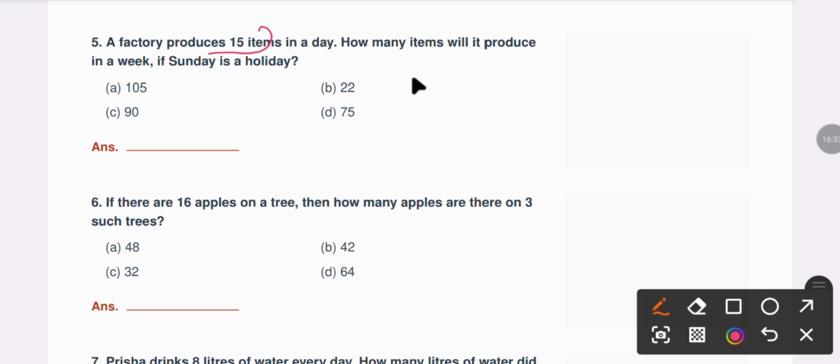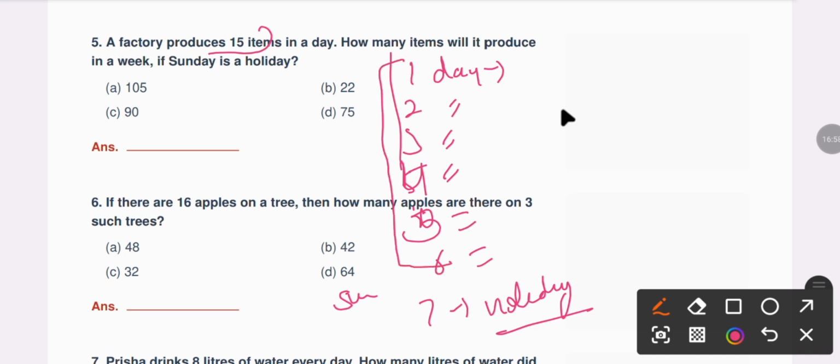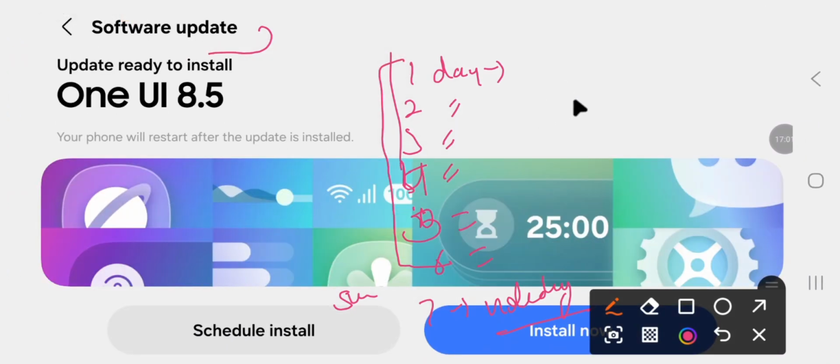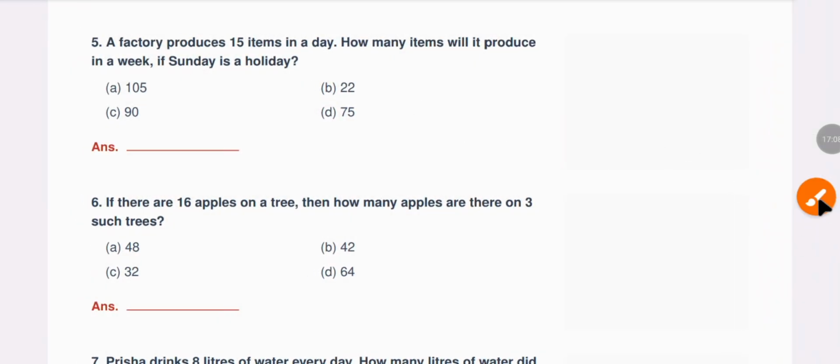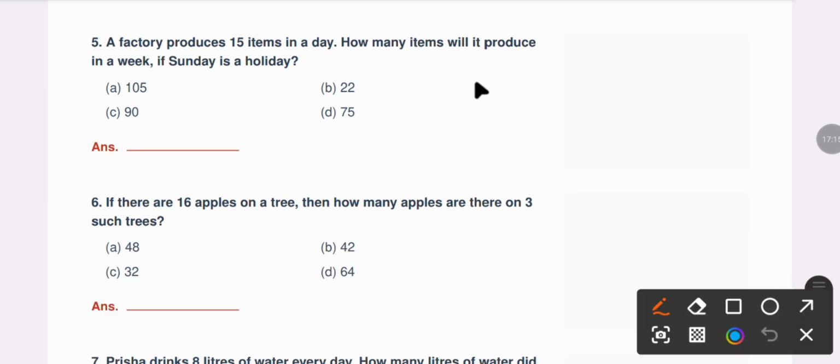Factory produces 15 items. So now we have to write days here. 1 day, 2, 3, 4, 5, 6, 7 day holiday. Sunday is a holiday. So in 6 days, how many items does a factory produce? So 15 multiplies 6 is equal to 90 items.